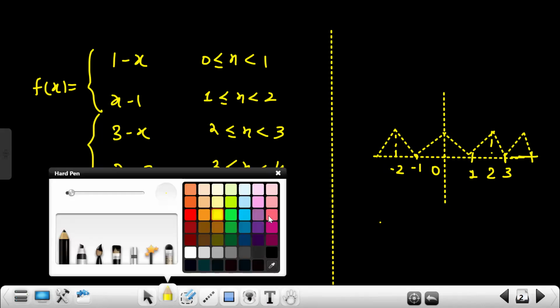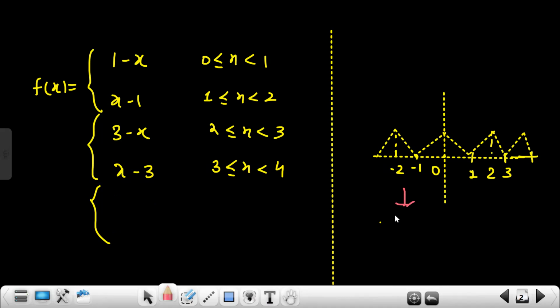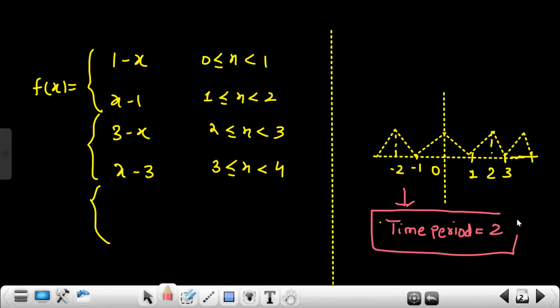So exactly if we see here, the time period of this function is 2. Why 2? Because this total image is repeating itself. This total image is coming after a time period of 2 only. So the time period of this function is 2.